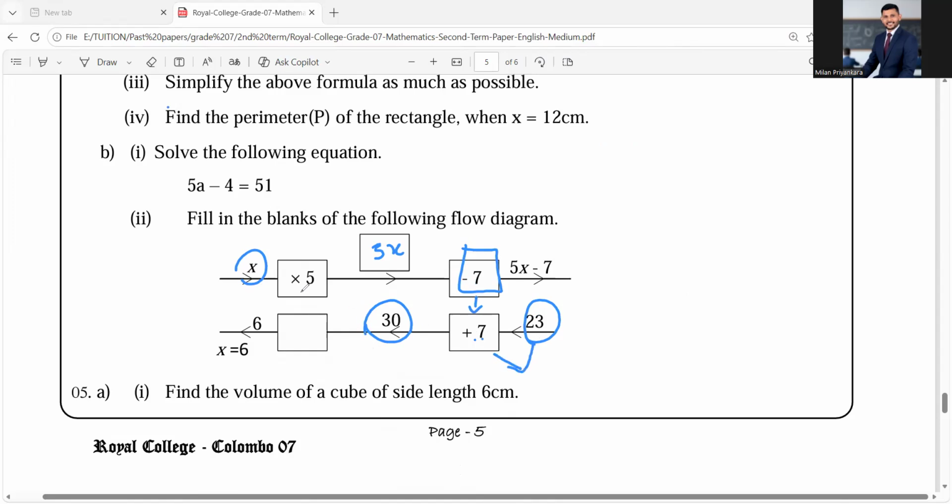You get that? And then you have to do the opposite of this one. What is the opposite of multiplying by 5? The opposite is dividing by 5. Then you write divide by 5 and then you get 6. 30 divided by 5 is 6. Then your answer is x equal to 6. Actually, this equation is something like this. It hasn't been given, but it is 5x minus 7 equals 23. Now this is the equation that you have solved here in this flow diagram method.